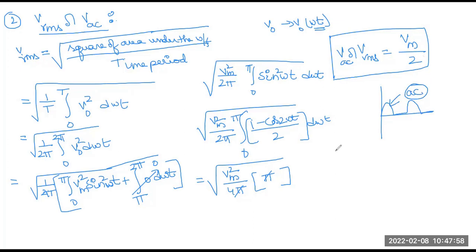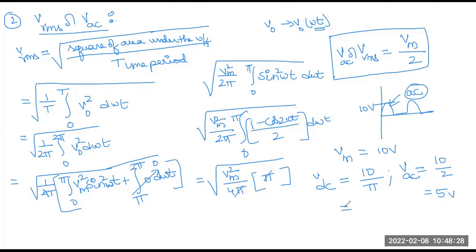Now, if you take an example, let us say Vm is 10 volts. So in my rectifier output like this, what is VDC? Vm by pi, which means 10 by pi, right? What is VAC? 10 by 2, so this means this is 5 volts. And what is 10 by pi? 3 point something. Yes, you get 3 point something.